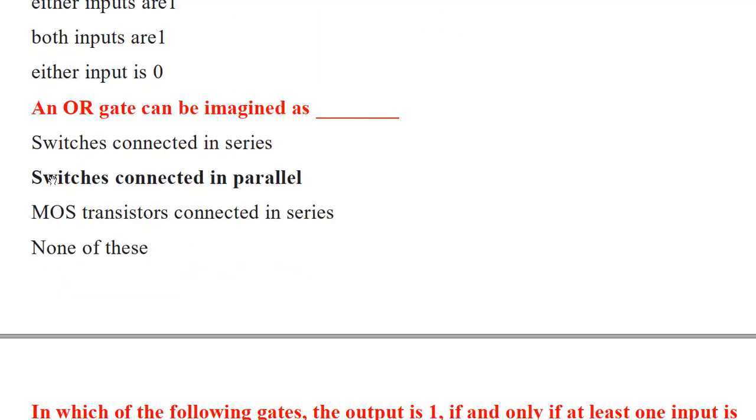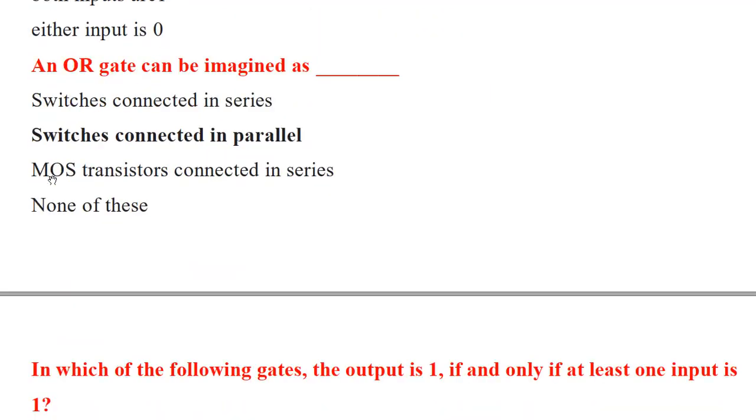An OR gate can be imagined as what? To answer, we first have to read the options: switches connected in series, switches connected in parallel, MOS transistors connected in series, none of these. So which can be the option? Of course the correct answer is switches connected in parallel. But how?